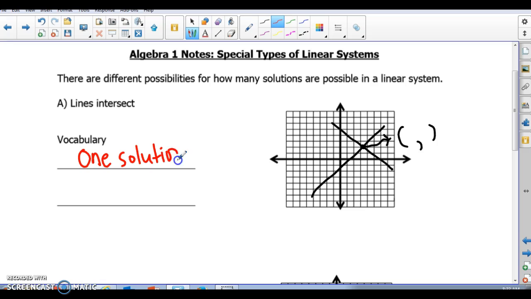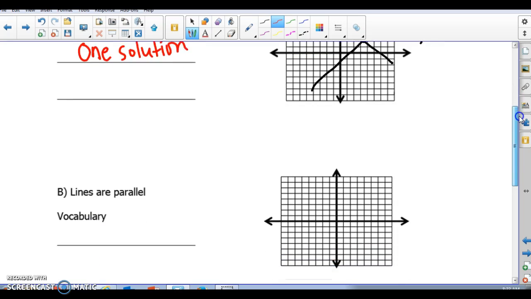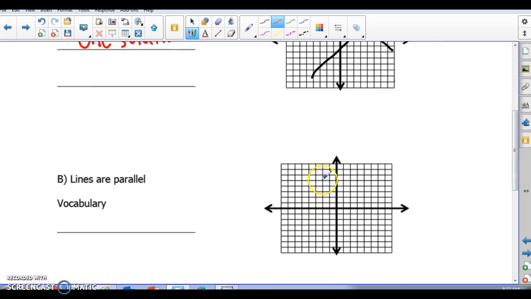Don't worry about this blank line. But then let's take a look at the next one. What if lines are parallel? Two lines are parallel like this. One goes like that, and the other one goes like that. When we talk about a system of equations, the solution is where they intersect. Point of intersection is the solution. But in this case, lines are parallel. So how many solutions would you see? You don't see any intersection. That means there is no solution. Correct?